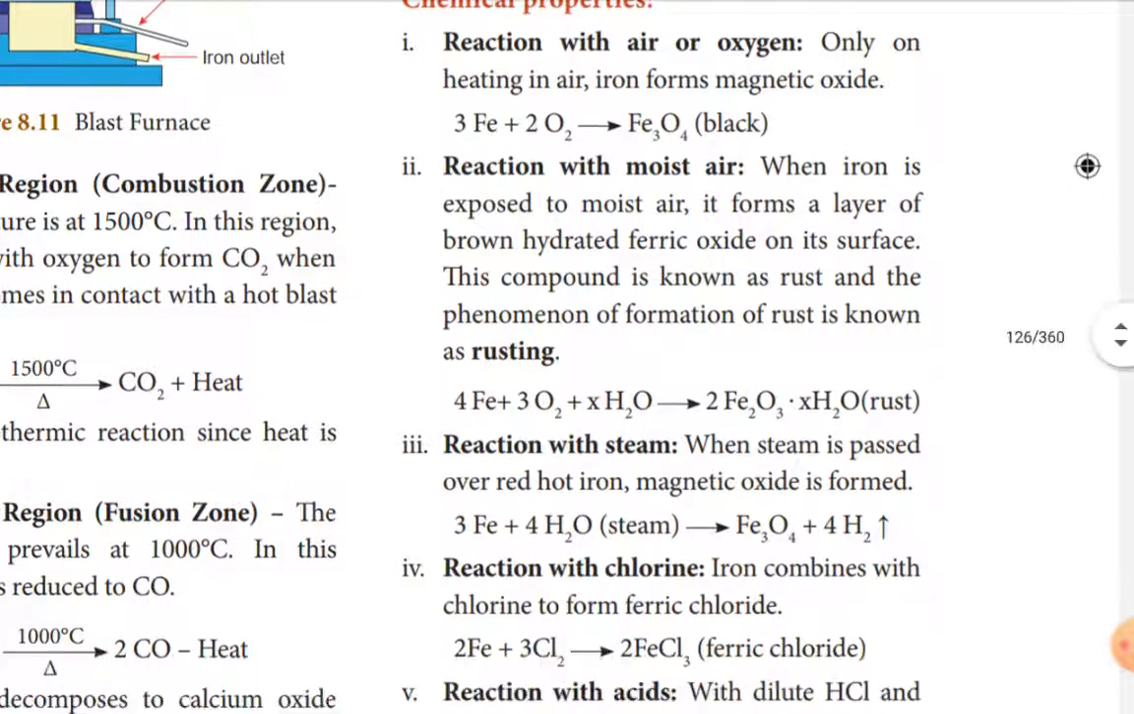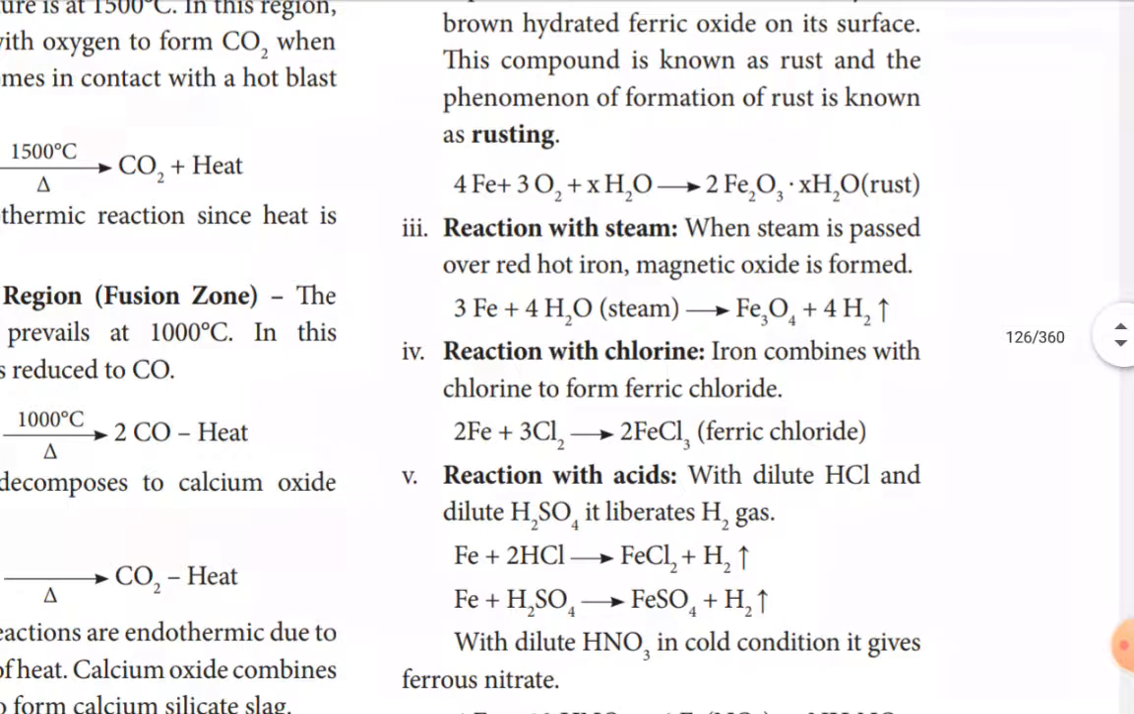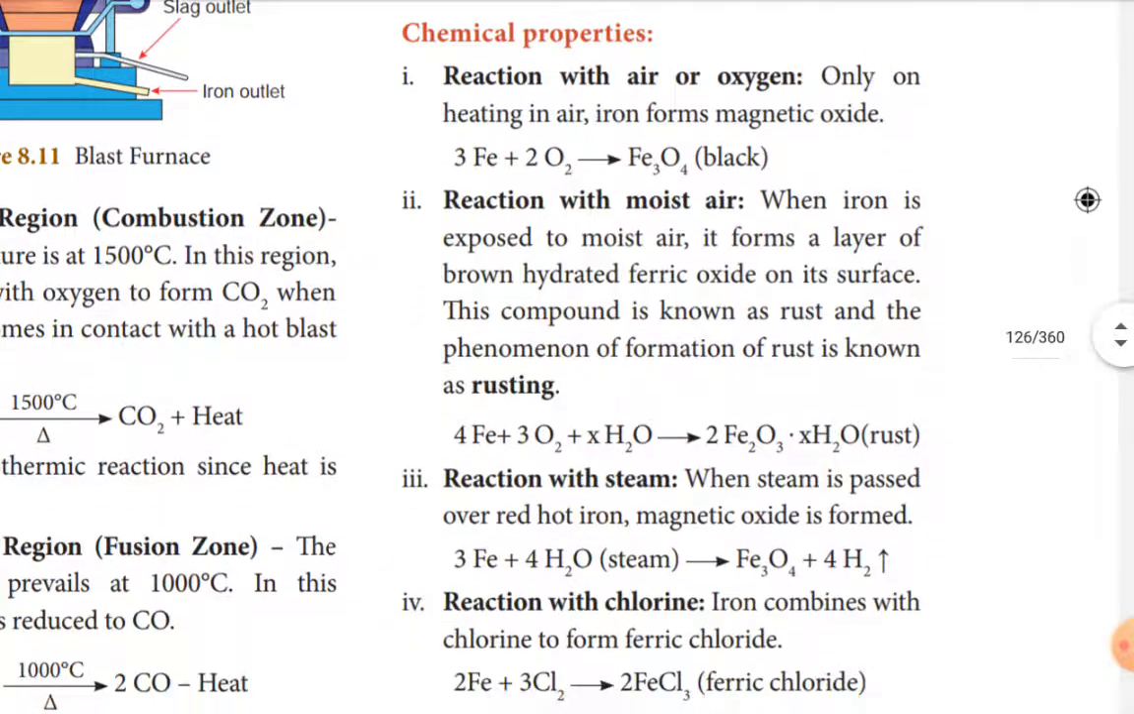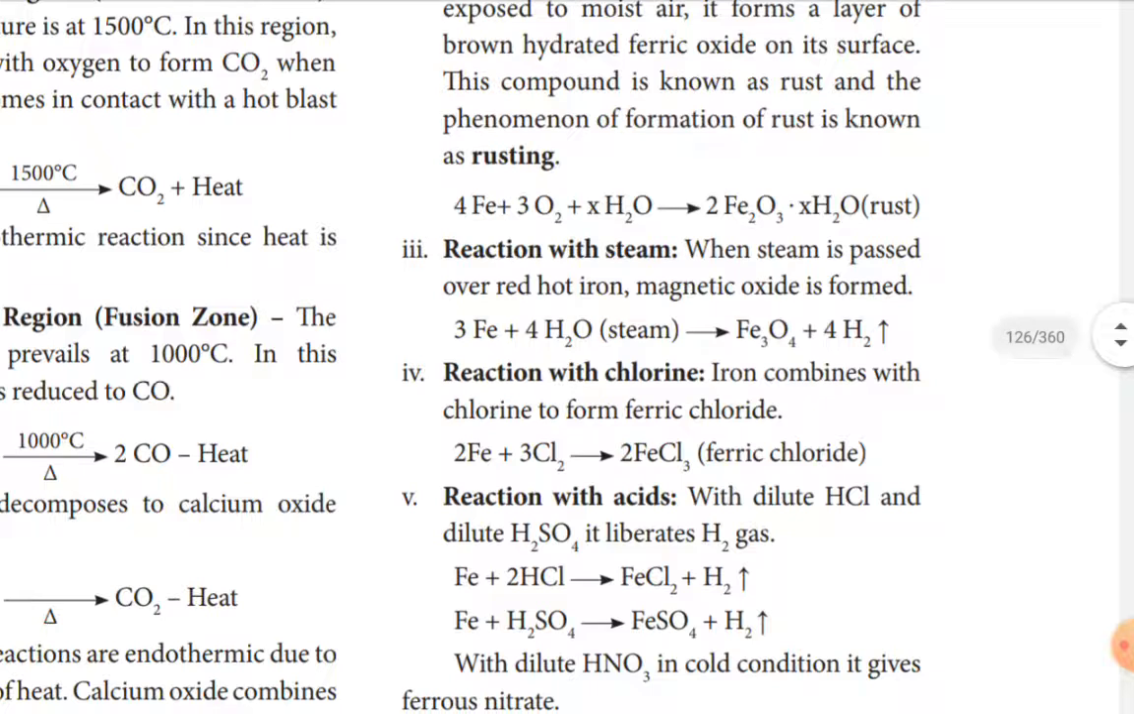Then next one, reaction with the steam. When steam is passed over red hot iron, magnetic oxide is formed, as in the first reaction that I have seen, when it is heated, it forms magnetic oxide. Also when we allow it to react with the steam, that is water vapor with high heat, 3 Fe plus 4 H2O, that is steam. Then magnetic oxide is formed by the liberation of hydrogen.